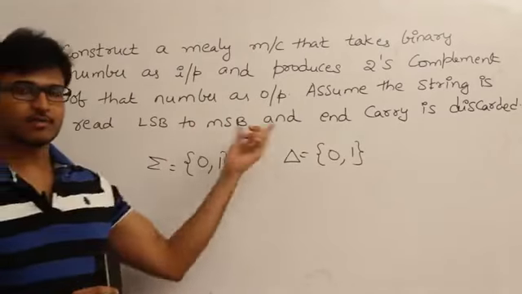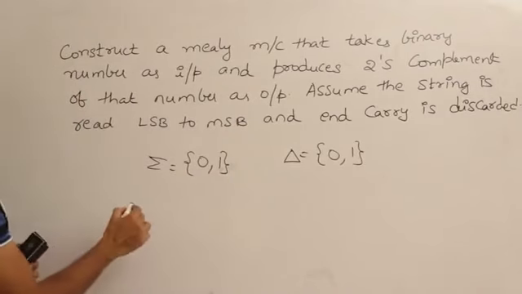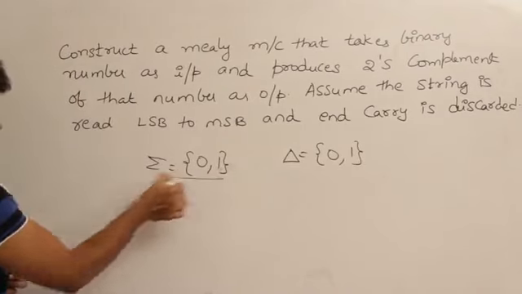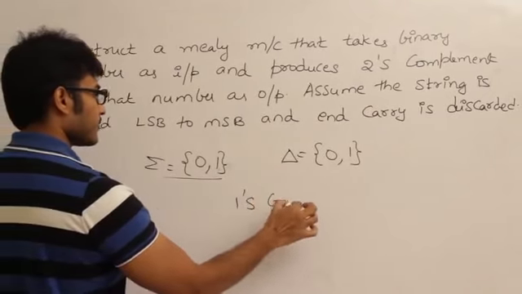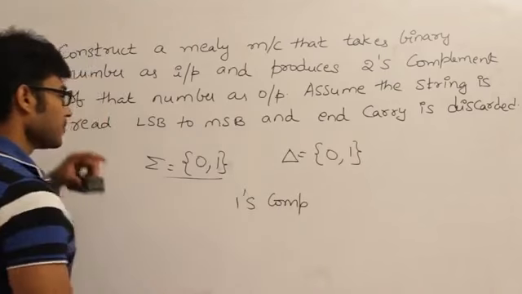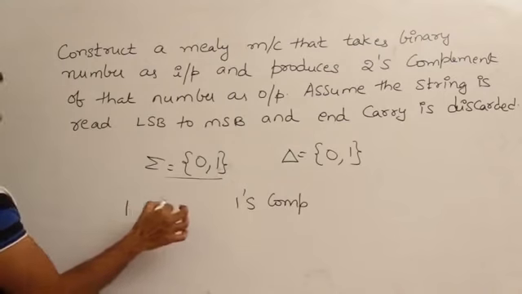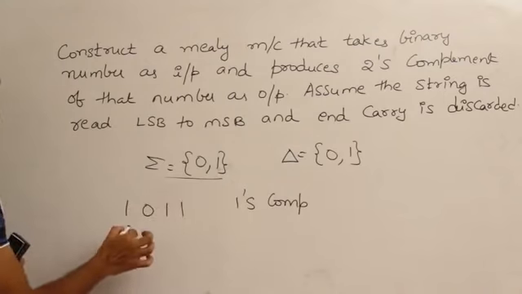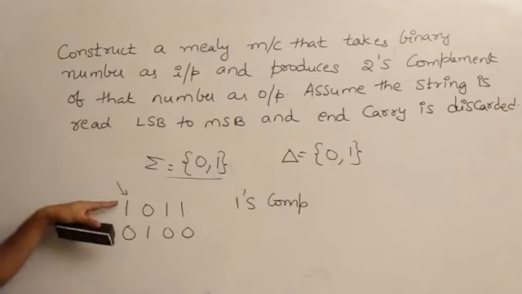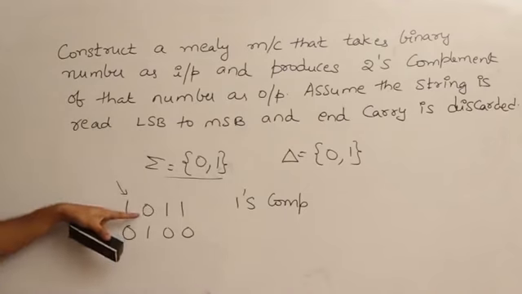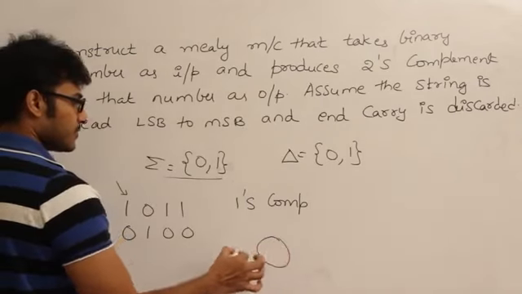Before actually doing this problem, let us try to do some simple problem where I'll take a binary number as input and I'll produce the ones complement as output. So that will be simple. What is ones complement? Let us say if I have 0, 1, 1, the ones complement is 1, 0, 0. Wherever you see 1, convert it to 0. Wherever you see 0, you convert it to 1. So that must be very simple.